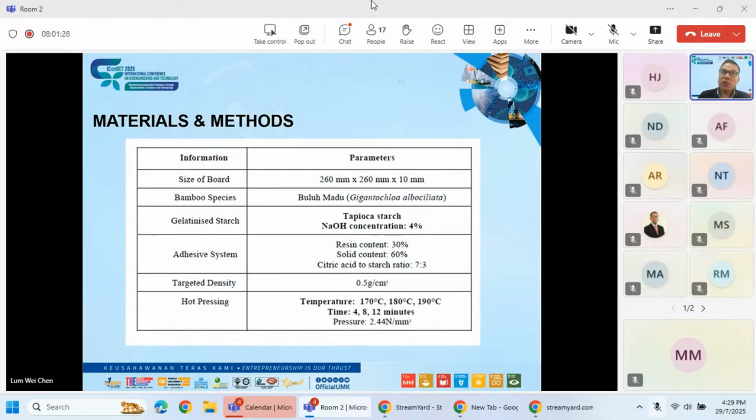As I mentioned, we use gelatinized starch, and in order to produce the gelatinized starch, we add 4% NaOH, sodium hydroxide, into the starch to help it form gelatinization.